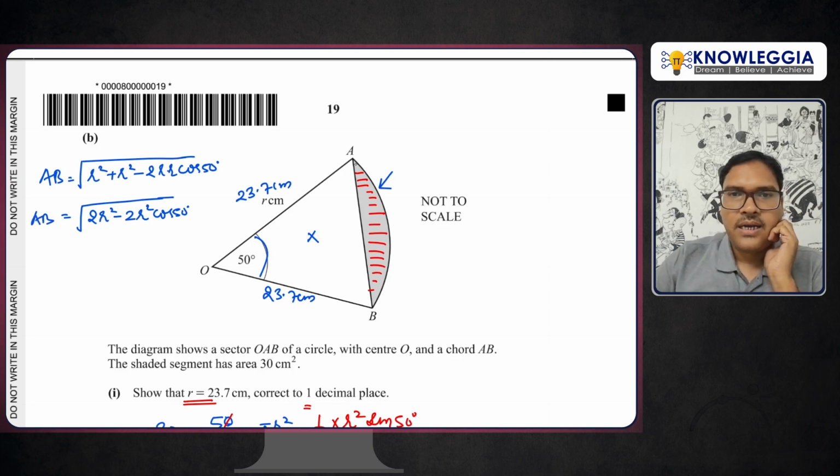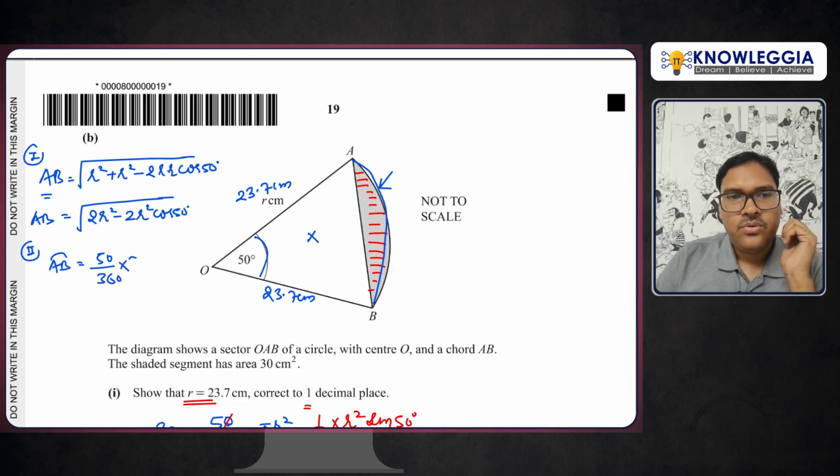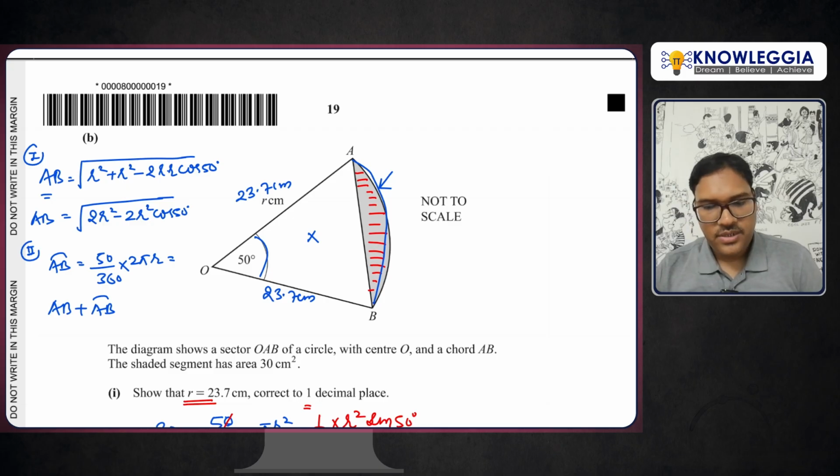Now, how will you calculate the arc AB? To get the arc length, this is the first part, AB. The second part is the arc AB. Arc length AB will be equal to theta, that is 50 degrees, upon 360 degrees into 2 pi r. Now, you know the value of r, 23.7. Substitute and just add the length of AB and arc AB.